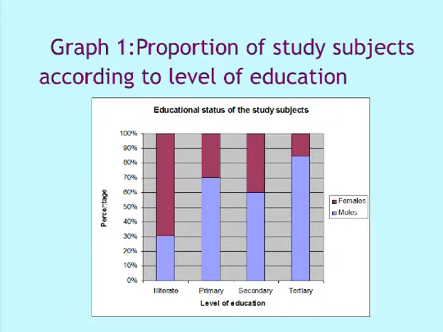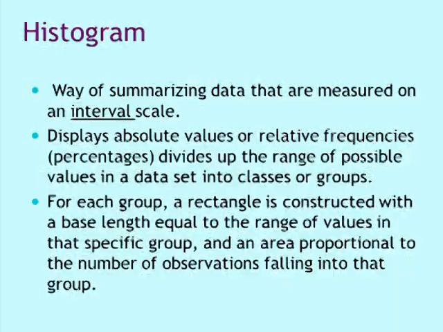So this is the advantage of a bar chart over a pie chart: depiction of more than one categorical variable. Next, let's move on to what is a histogram.